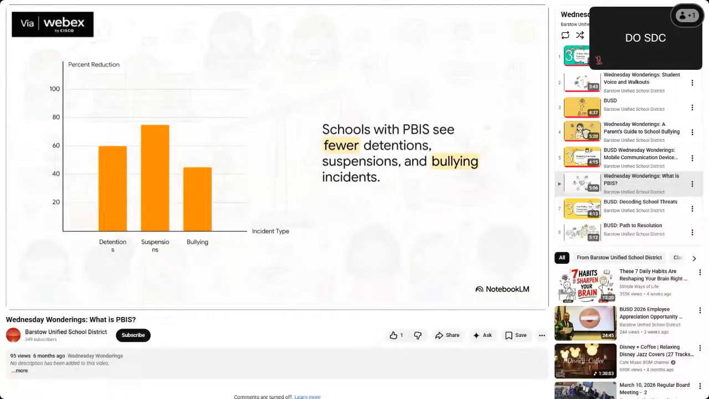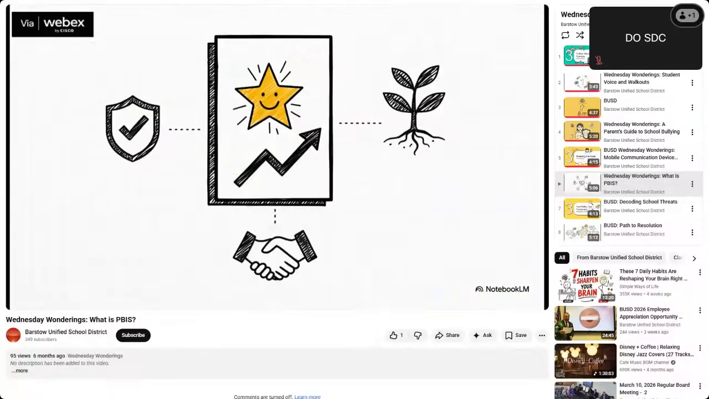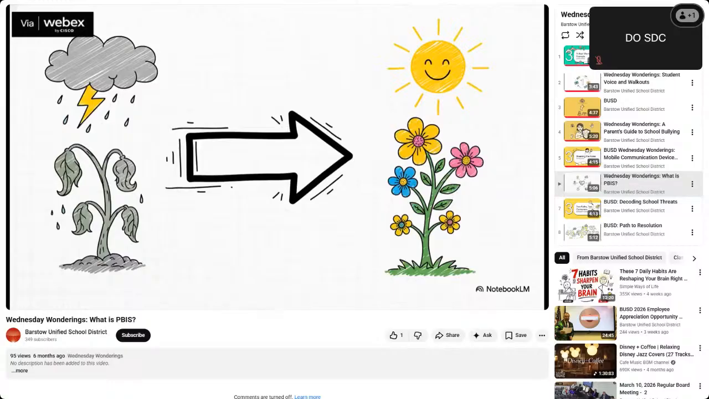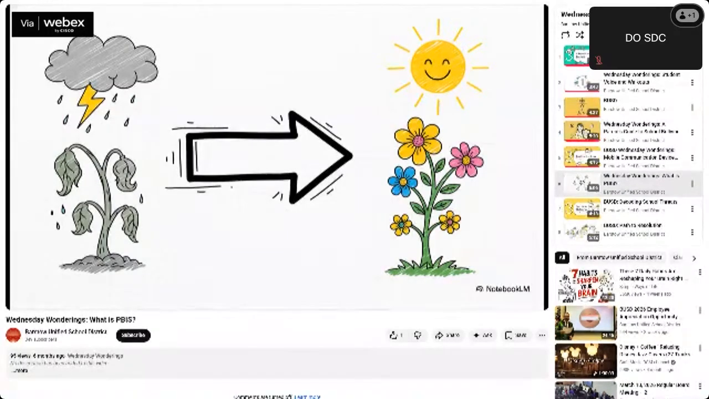And get this, it doesn't stop with behavior. It turns out, when you have a calmer classroom where kids feel seen and supported, surprise, surprise, they learn better. The academics actually go up too. So when you zoom out, the big picture here is that PBIS isn't just another program or a new rule book. What we're really talking about is changing the entire culture of a school, shifting it away from a cycle of punishment and toward one of prevention, teaching, and real support for every single student.